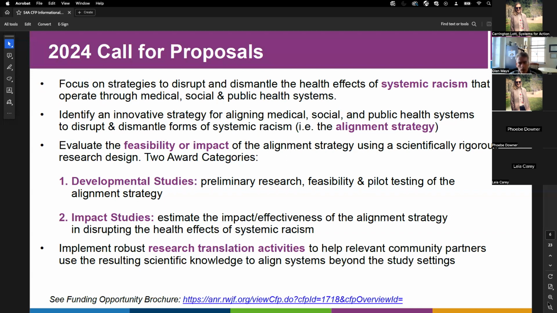The final bullet of the slide is all of our studies that we fund under Systems for Action are expected to have robust research translation activities that are designed to help relevant community partners use the results from the study in their own settings to align medical, social, and public health systems beyond the study sections. So in a broad brush, this is the focus for our 2024 call for proposals. Again, a little bit different from the CFPs that we've released in previous years, if you're familiar with those. Again, an overarching focus on system alignment strategies that have the potential to disrupt and or dismantle forms of systemic racism that operate through and within medical, social, and public health systems.